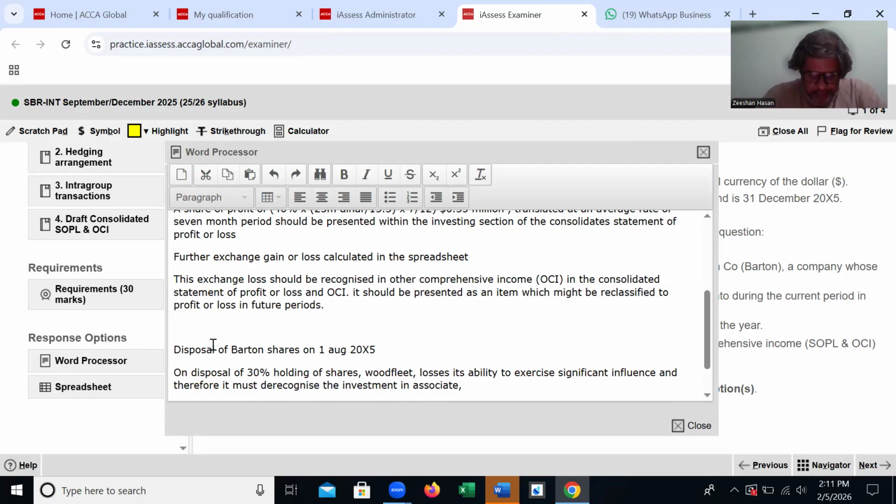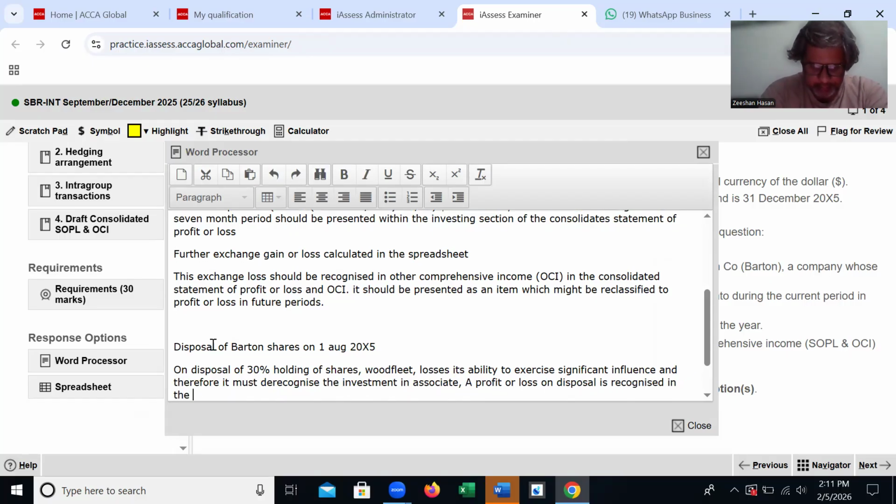A profit or loss on disposal is recognized in the investing section of the consolidated statement of profit or loss. This is calculated for calculation. Refer spreadsheet.